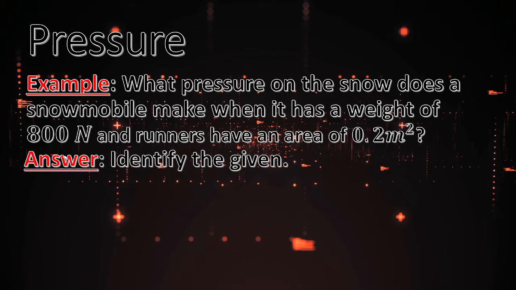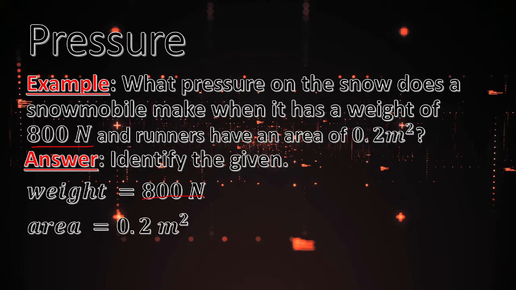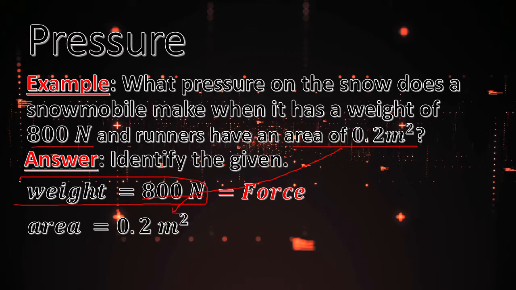Okay, so then we proceed in answering our example here. So first you need to identify the given. Our first given is the weight of the snowmobile, which is 800 Newton. So that would be your weight. Next is the area. Area is given as 0.2 meters squared. And take note, weight is also equal to your force. So that would be your force.